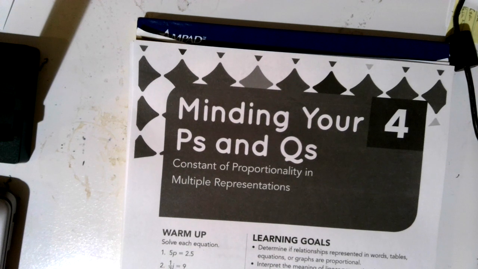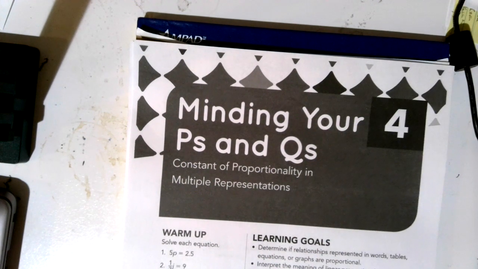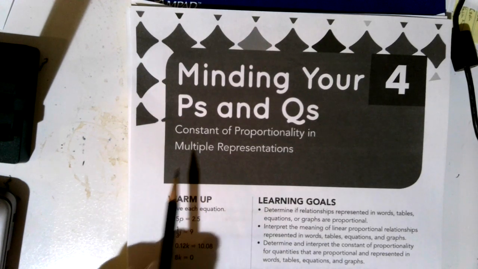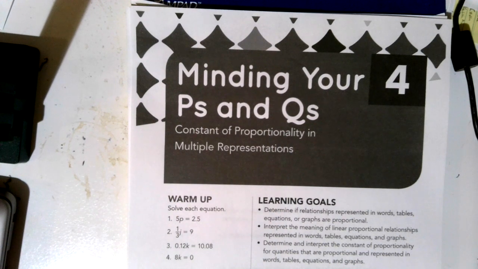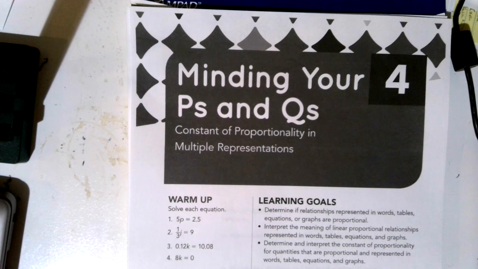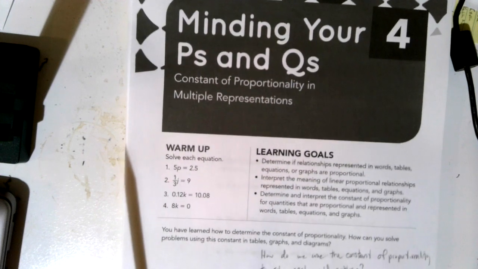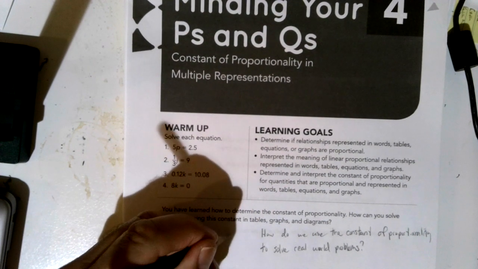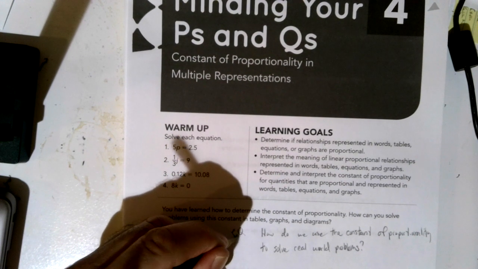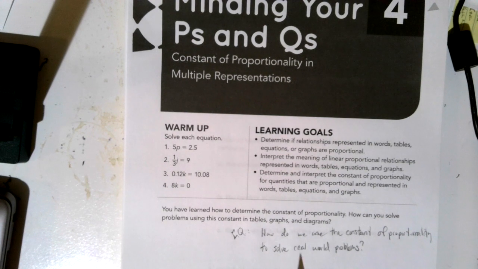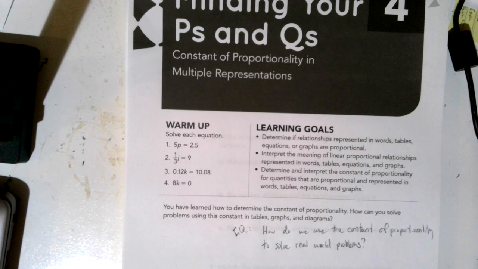Right, minding your P's and Q's. So this is going to be talking about using that constant of proportionality, basically to use it in different settings, right? So our essential question, or EQ, is going to be how do we use the constant of proportionality to solve real world problems?